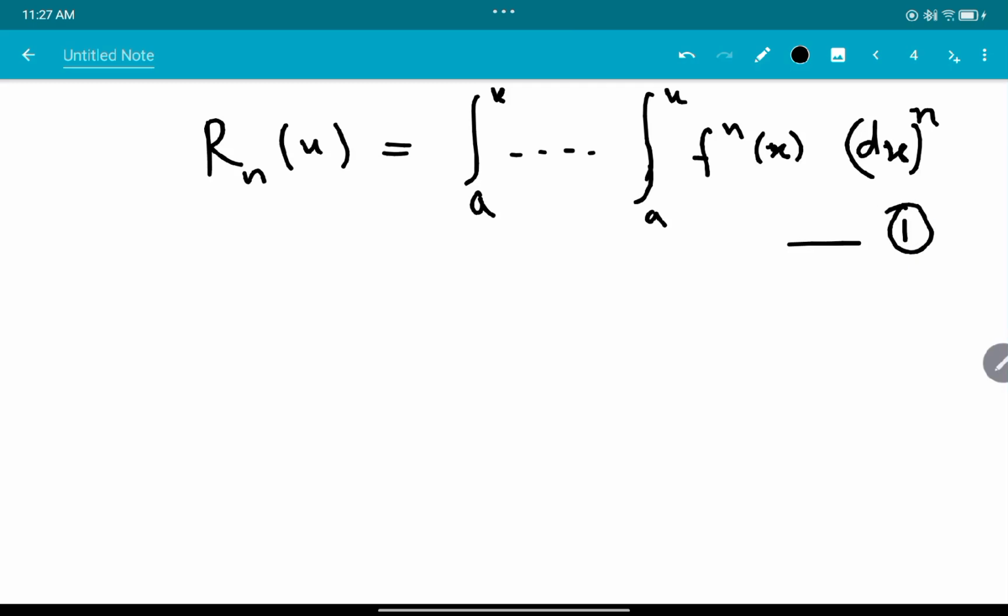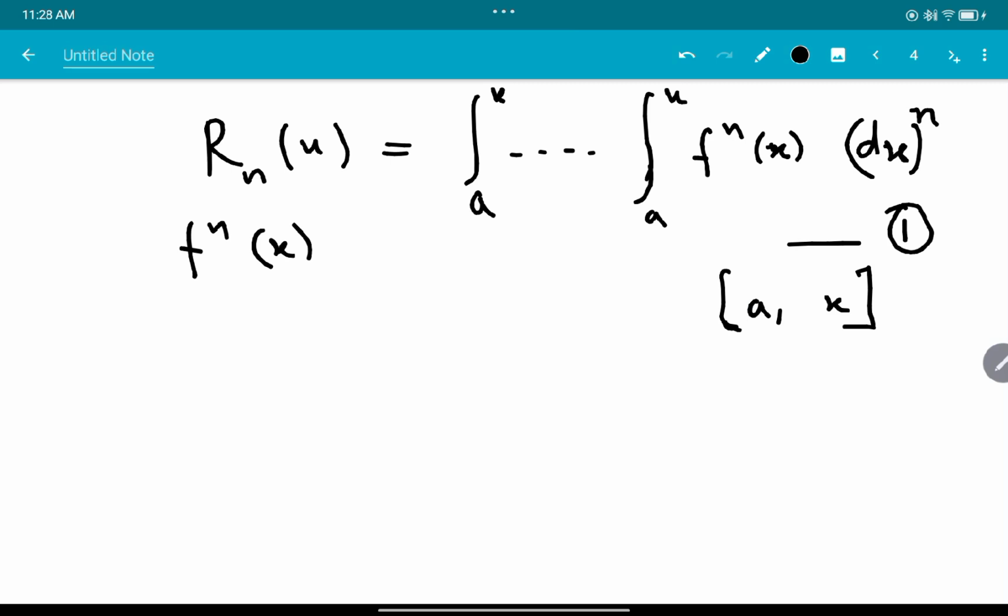See, f^(n)(x) is the nth derivative of f(x). We assume that this f^(n)(x) is continuous over the interval a to x. You know, our Taylor series is being expanded about this a, in this interval a to x. I will explain what it means to expand about a.